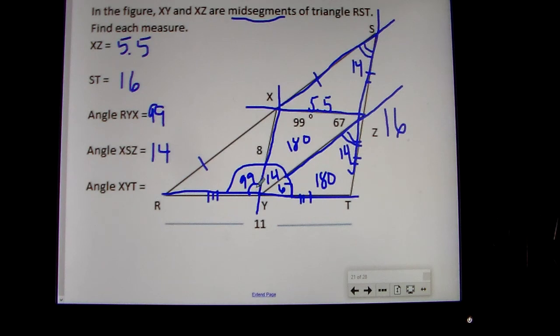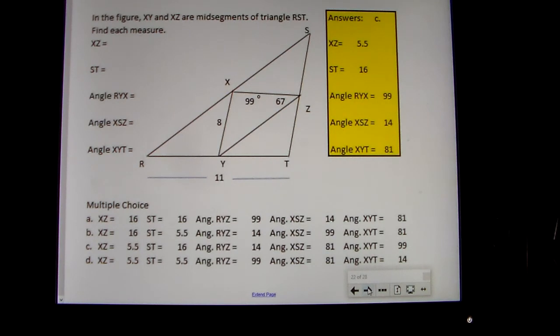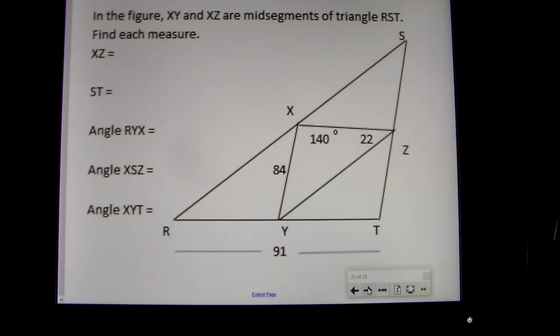XYT. Well, if this guy's 14 and this guy's 67, you can just add them up. 14 plus 67, that gets you 81. So that's 81 degrees. That's a tough one. It's a very challenging problem. Hang in there. And we're going to be doing problems like that more and more in class.